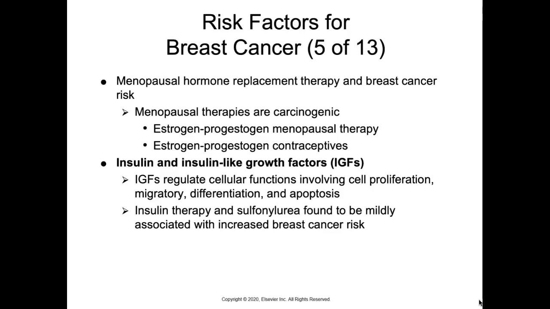But if it's something that is monitored and estrogen is being given alone, the risk of breast cancer is not increased, but there is going to be a risk of endometrial cancer that is increased.